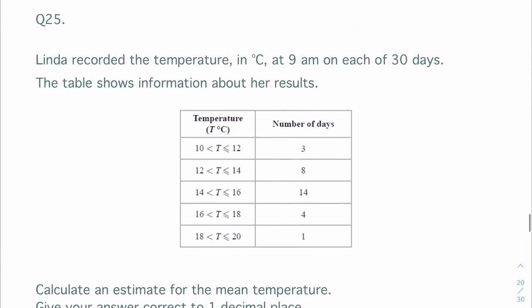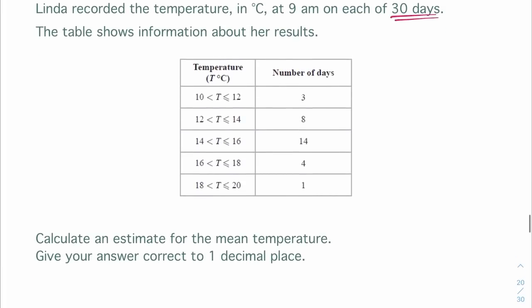Okay, question 25. So we have: calculate the estimate for the mean temperature. It says Linda recorded the temperature in degrees Celsius at 9 AM on each of 30 days. And that's quite helpful. It tells us the total there is 30. The table shows the information about her results. Calculate an estimate for the mean.